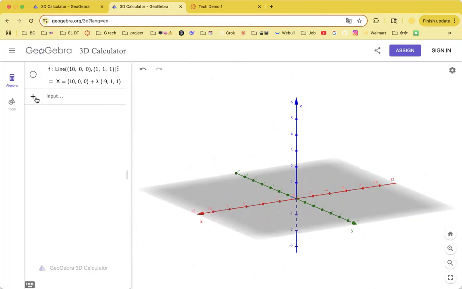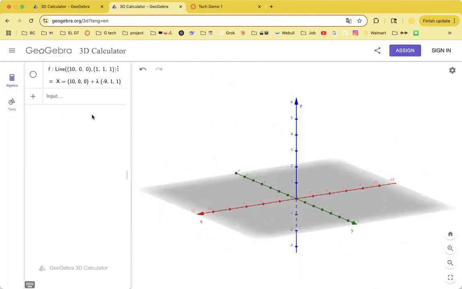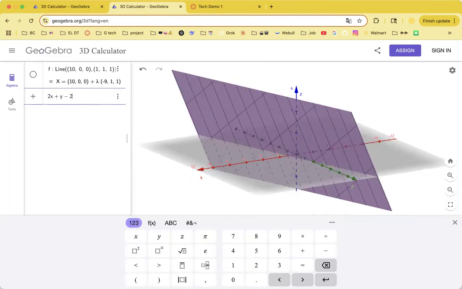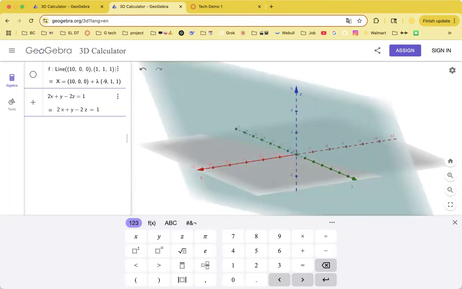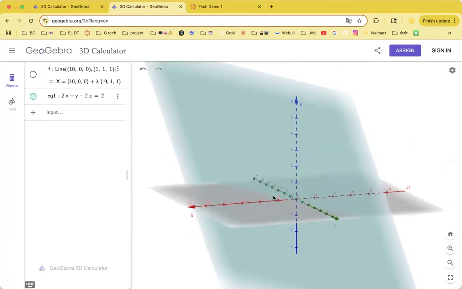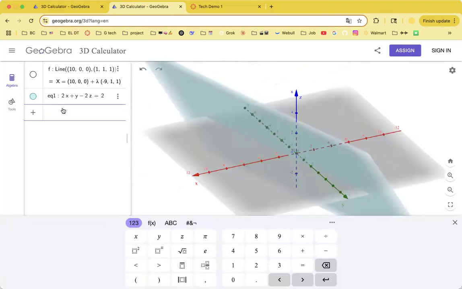And then for the second task, we're going to graph the plane 2x plus y minus 2z equals 2. Here is the green surface which corresponds to this equation. Even though you just put the equation with the 3 variables, GeoGebra still recognizes it as a plane and displays it correctly.